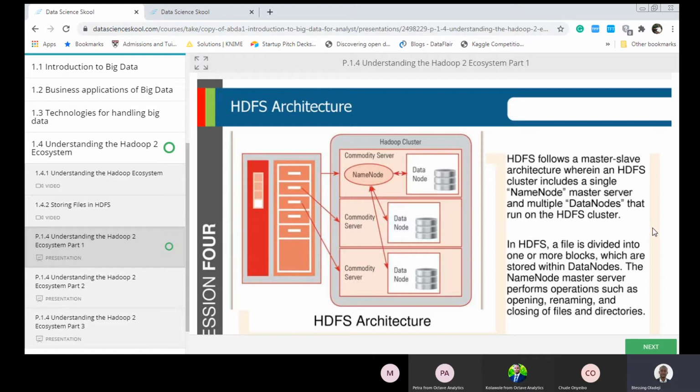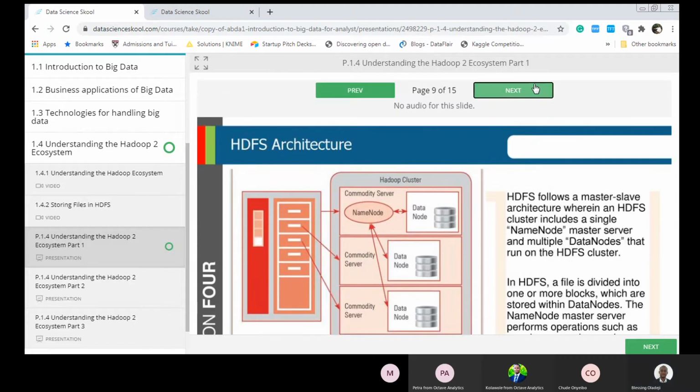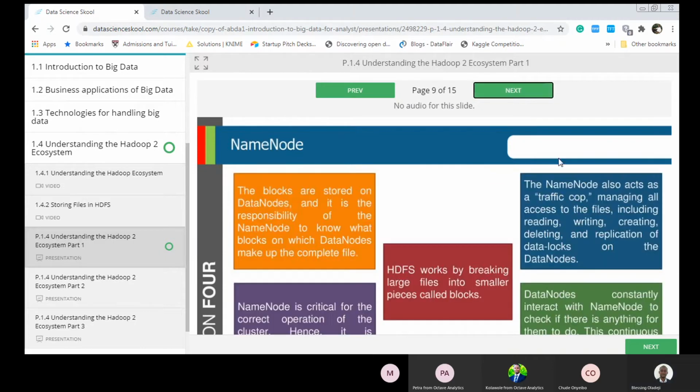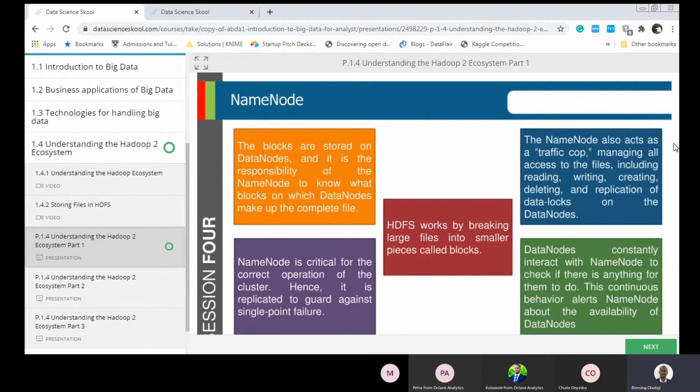So the name node is that component that holds the addresses of all the data sets and where they are stored. The data node is the exact location where the data is stored. Any question before I move forward? Okay, I'm assuming no question.